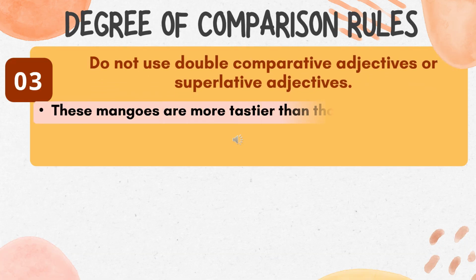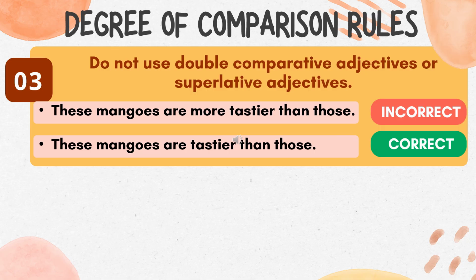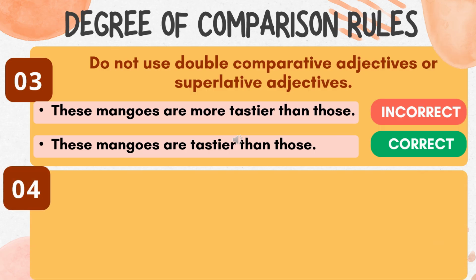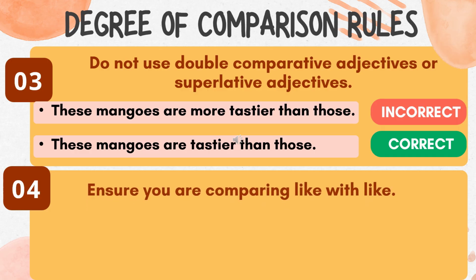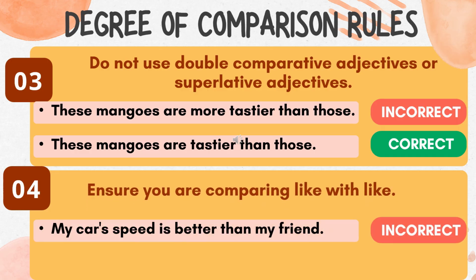Rule 3. Do not use double comparative or superlative adjectives. Using two comparison words for a single adjective is incorrect. The adjective only needs one form to show the comparison. These mangoes are more tastier than those. Incorrect. These mangoes are tastier than those. Correct. The word tastier is already the comparative form. Adding more is unnecessary and grammatically wrong.